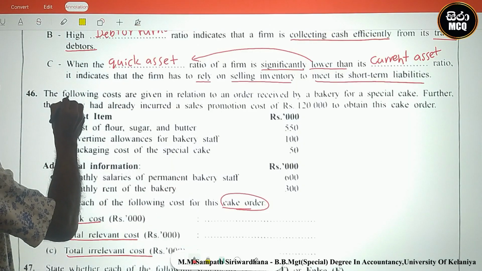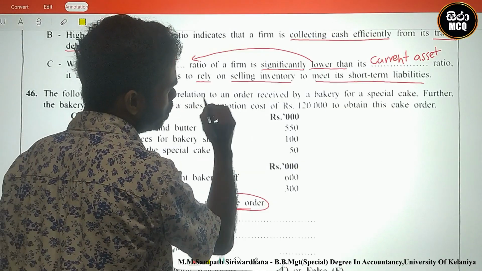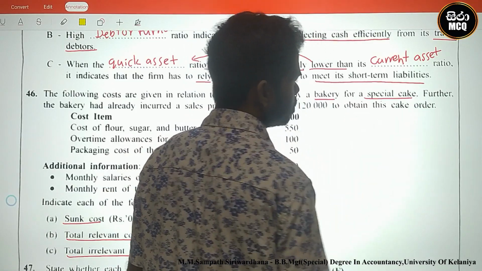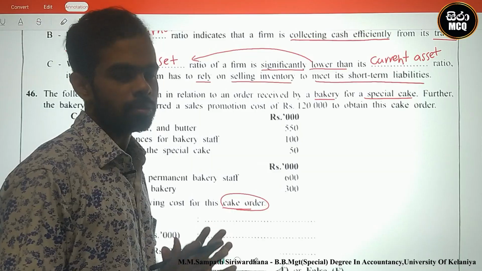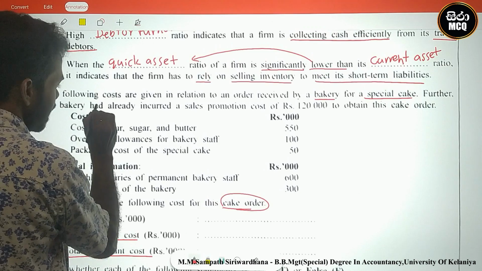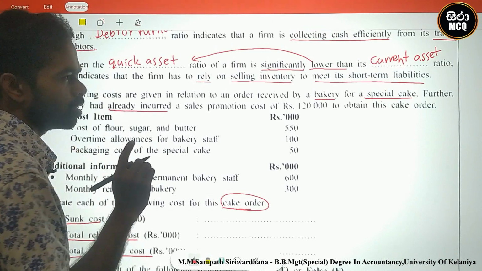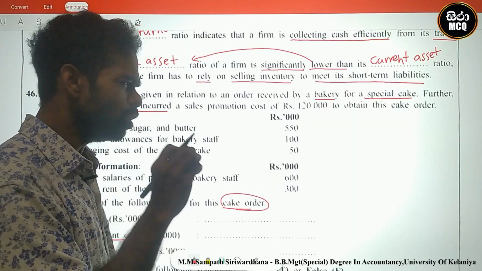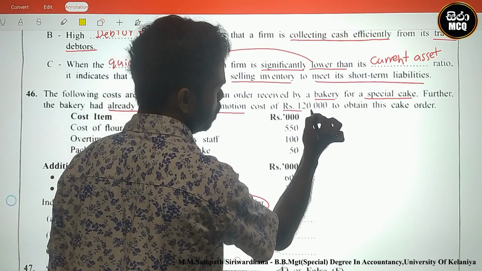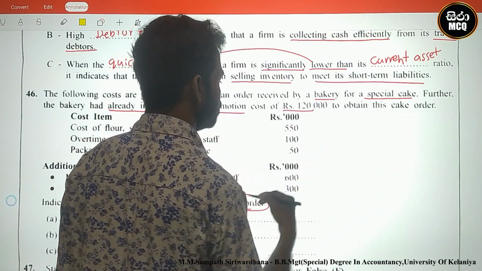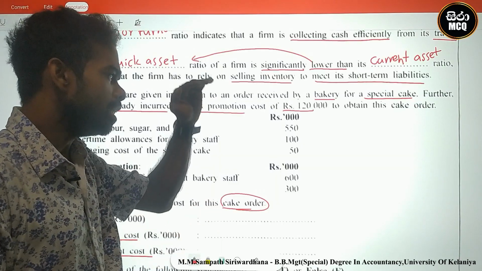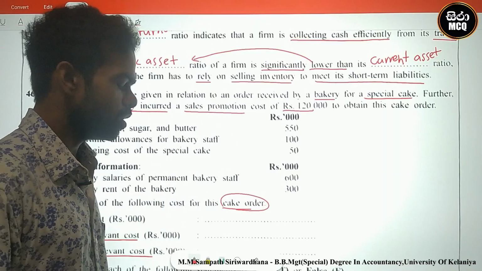Look here. The following costs are given in relation to the order received by a bakery for a special cake. It is a customized cake, a birthday cake. Further, the bakery had already incurred, before the cake creation, a sales promotion cost of 120,000 to obtain this cake order. This is before the creation of the cake. They already incurred 120. This is a sunk cost. We must find another sunk cost.